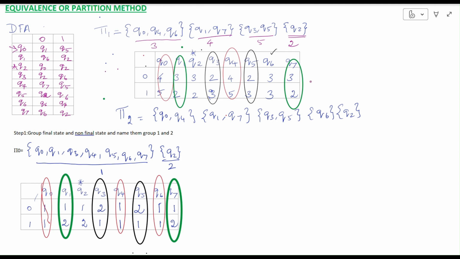Now name the groups. Already Q1, Q7 is there, its group name is 4, Q3, Q5 is of group 5, and Q2 is group 2. So what is the new group formed? Q0, Q4 is group 6, and Q6 is group 7. So now once again make the table and go ahead with the partition.